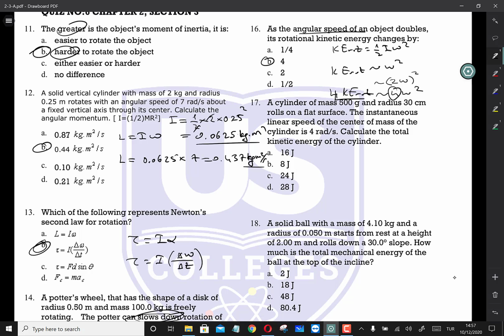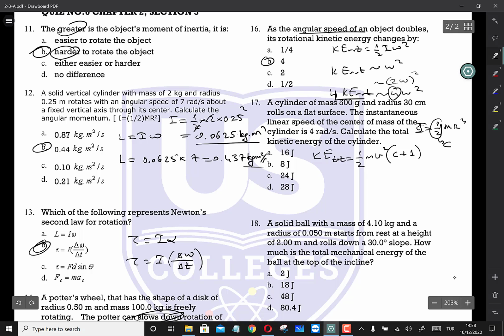The instantaneous linear speed of the central mass of the cylinder is 4 radian per second. Calculate the total kinetic energy of the cylinder. For a rolling object, if the instantaneous linear speed is known, you can calculate the total kinetic energy. Total kinetic energy is equal to 1 over 2 mv squared multiplied by c plus 1. Again, c for a cylinder comes from the moment of inertia equation, 1 over 2 mr squared, so c is 1 over 2.